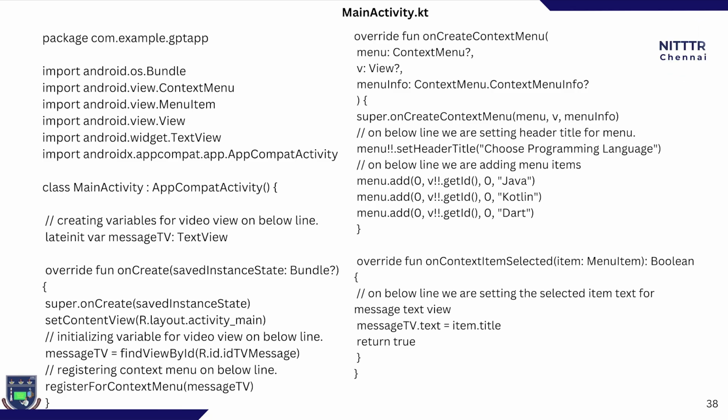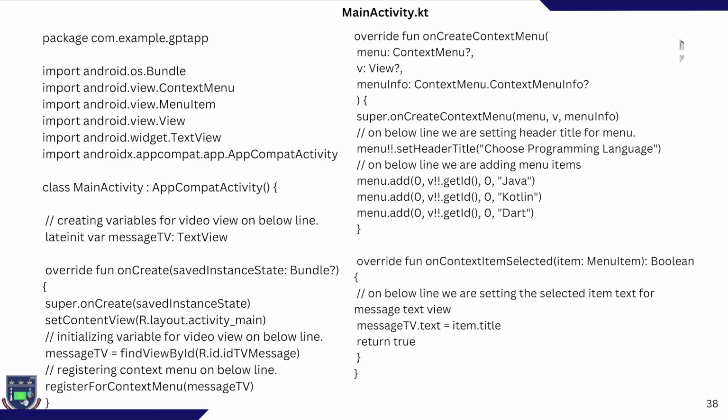Now we will be creating one more method named onCreateContextMenu, which is used for creating our menu. Inside this method, we will firstly set the title for our menu using the setHeaderTitle method. Then we will add the menu items to it using the add method. Inside this method, we will be adding the items which we have to display inside our context menu.